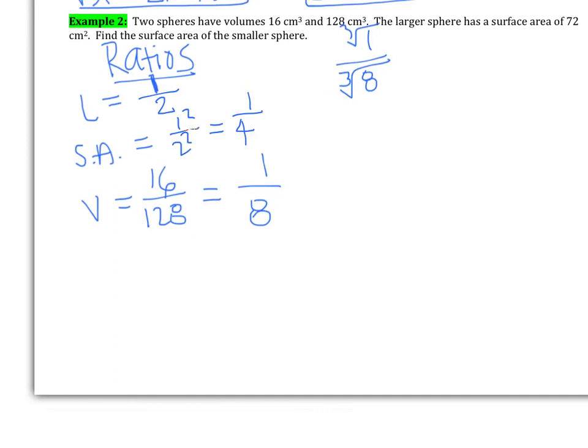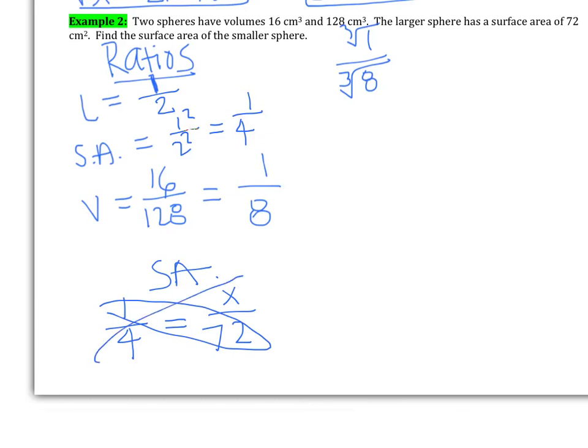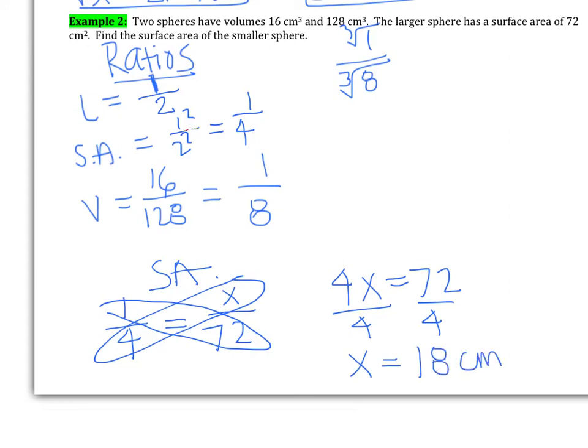We are looking for surface area of the smaller sphere. So we're going to find surface area. We know our ratio is 1/4, and that has to equal the surface area of the smaller sphere, which was what I'm looking for, over the surface area of the larger sphere, which is 72. We need to cross multiply, and we're going to get 4x equals 72. We divide both sides by 4 to get x equals 18 centimeters squared, because this is a surface area.